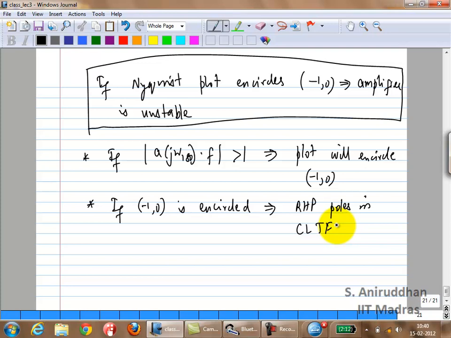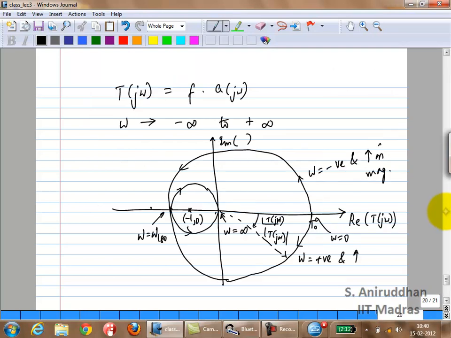Okay, what else does it tell you? It is also quite powerful, because it also tells you the number of right half plane poles is equal to the number of encirclements. Okay, so the number of times the plot encircles -1, 0 is equal to the number of right half plane poles. In this case, how many poles do you think there are? There are 2. So you have encircled this once, and for negative you have encircled it again. So this also tells you that you are going to have 2 right half plane poles.